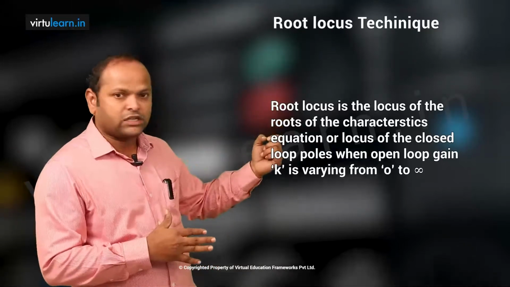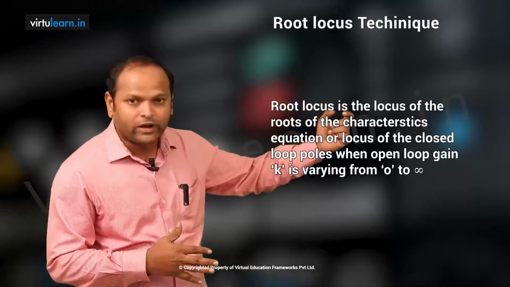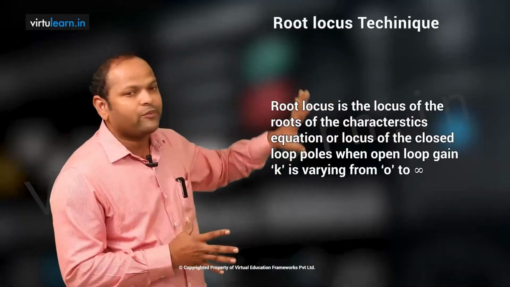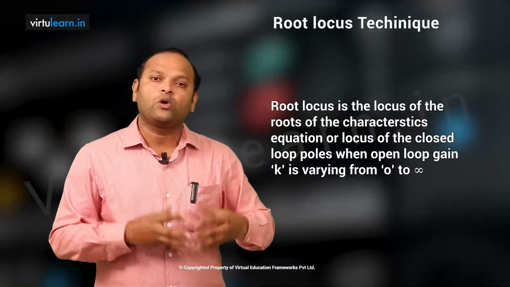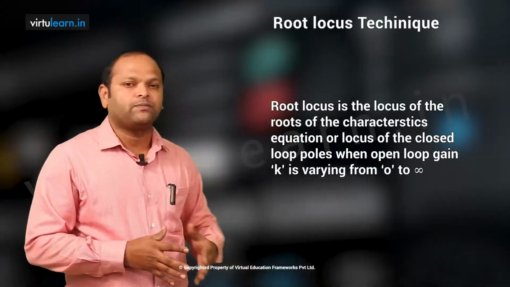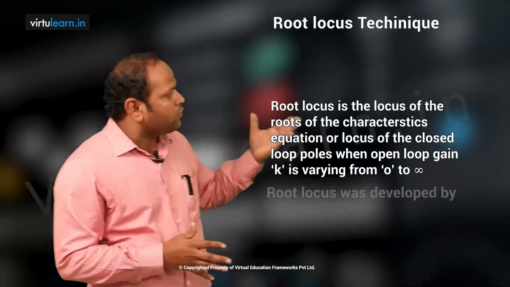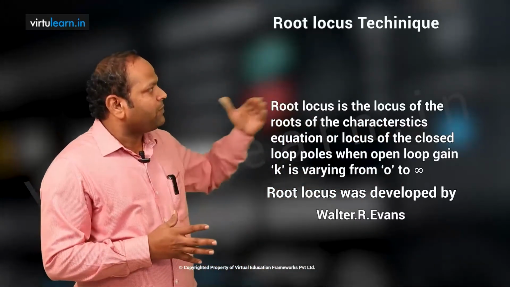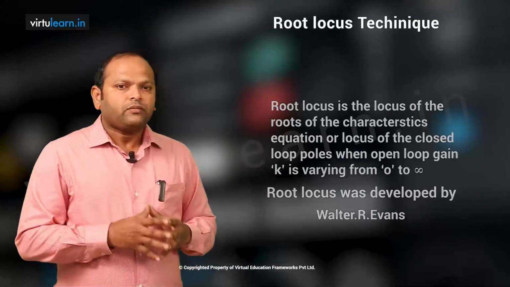That is, when k is 0, where are the poles? When k is 2, where are the poles? When k is infinity, where are the poles? So, the entire information is available in root locus, therefore, it is a very powerful technique in control system design. This root locus was developed by W. R. Evans, and it is a very powerful technique.